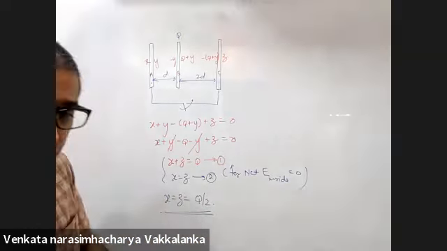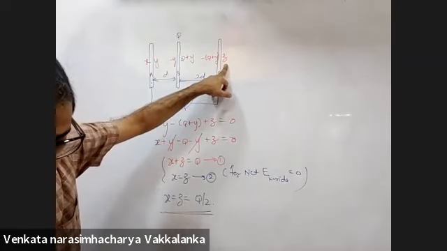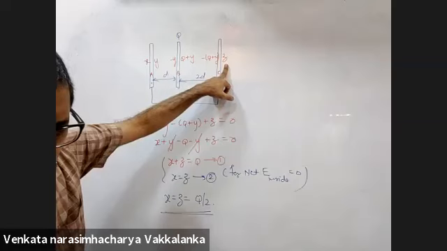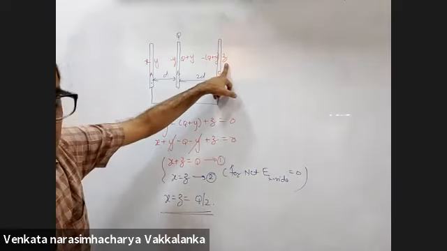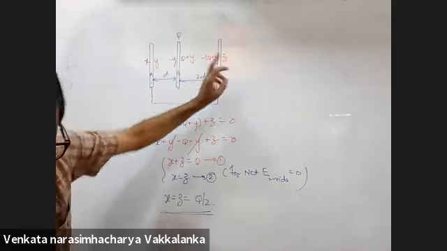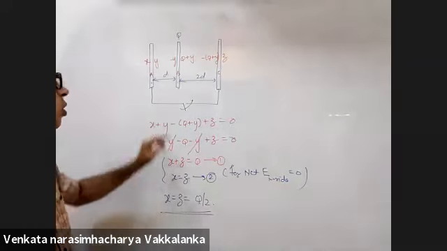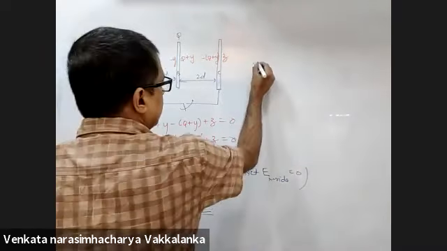And when any one of the plates is grounded, what will be the value of x and z? 0. When any one of the plates is grounded, what will be the value of x and z? 0. Right? Now the job is not yet over. Y should be calculated.